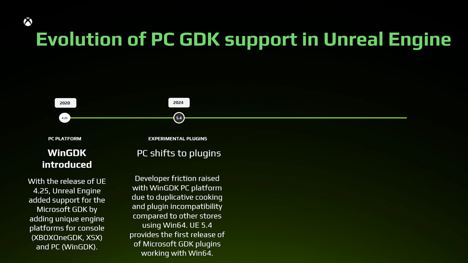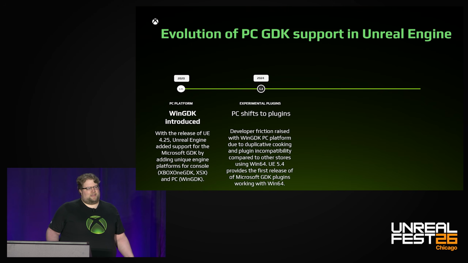Unreal Engine plugins require you to specify what platforms are allowed to use it, and the Win GDK had been a private platform alongside Xbox One and Xbox Series X and S. It made it hard for third-party plugins to support it and more challenging for developers to understand the difference. It did cause games to ship with missing features or functionality in the Xbox PC app versus other storefronts that utilized Win64.